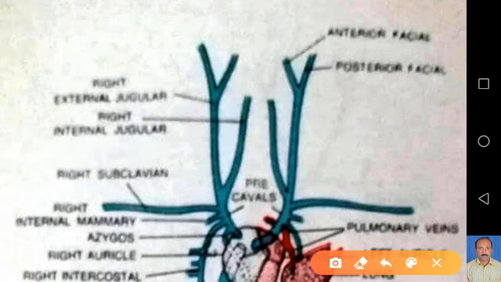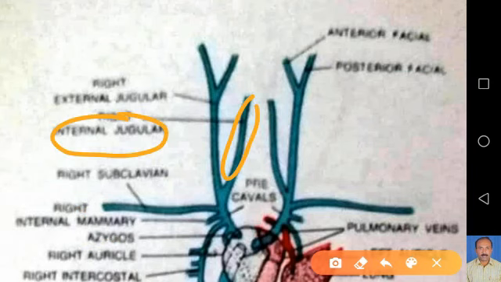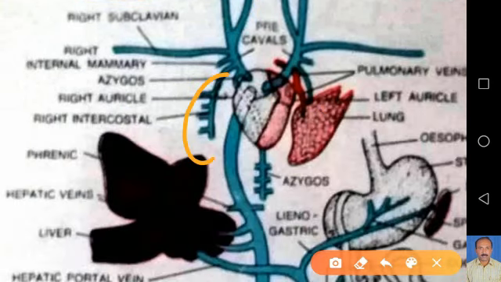Internal mammary vein. And this internal mammary vein collects blood from the mammary glands to join the precaval. In males, it collects blood from the ventral thoracic wall. Intercostal vein. These intercostal veins, they collect blood from the regions of ribs to open into the precaval vein.